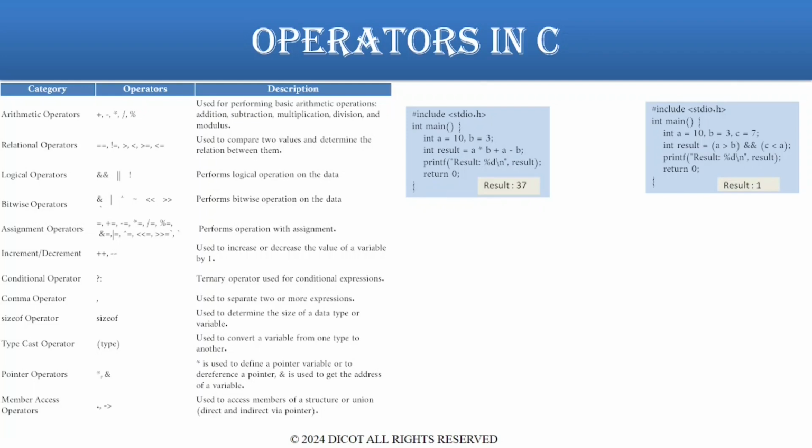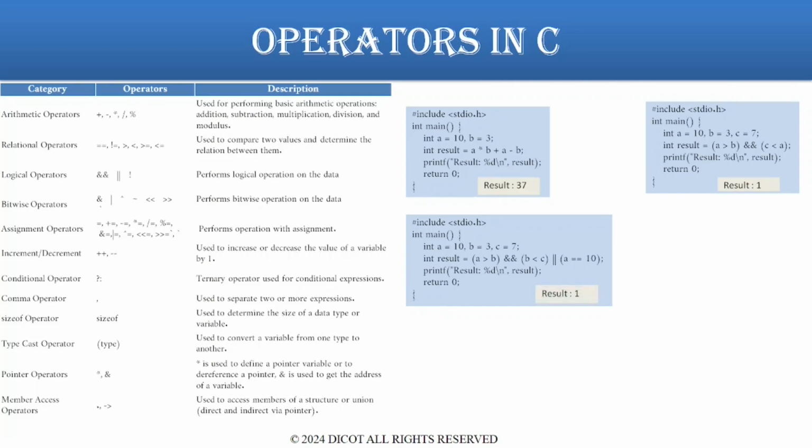Logical operators. Let's try to evaluate a logical expression a greater than b and b less than c or variable a equal to 10. This is a compound expression with logical and, or and equality operators. Initial values of a, b and c are 10, 3 and 7 respectively. The output in this case is 1.